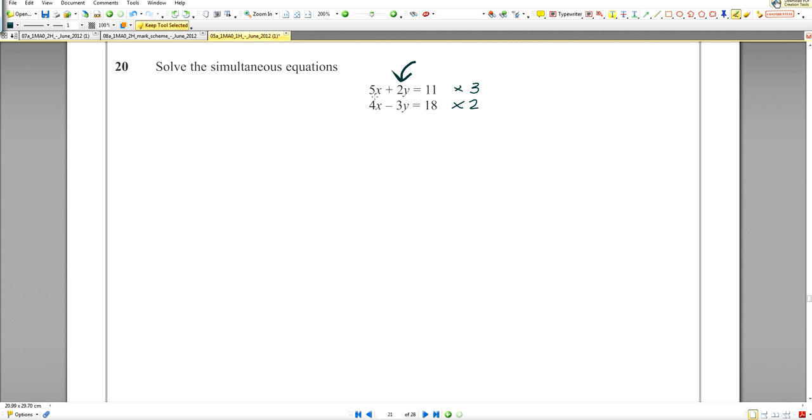So that will give us what? Multiply everything on the top by 3. So we have 5x plus 2y equals 11, times that by 3. That will give us what? Let's just do it over here. That will give us 15x.